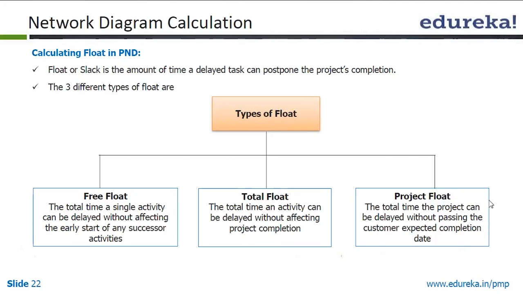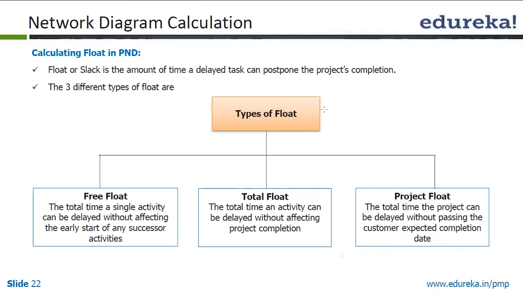Now we talked about float or slack, which is the amount of time a delayed task can postpone the project completion. There are three types of float: free float, total float, and project float. We need to understand this carefully, and also read the question carefully, because based on which type of float they have asked, the results can be different.